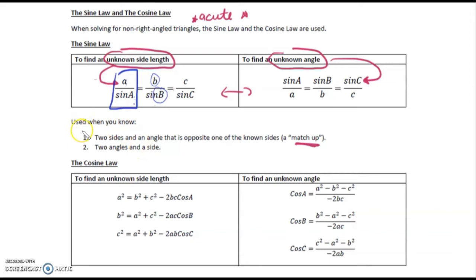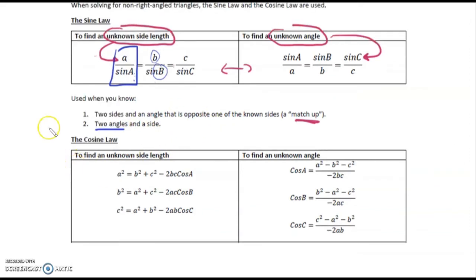Okay, so formally, this is used when two sides and an angle that's opposite to one of those sides is given, so a matchup, or two angles and a side, okay? Because with two angles, you can always find the third angle. So no matter what, you're going to have a matchup, okay? Now, cosine law, okay? A little bit different.